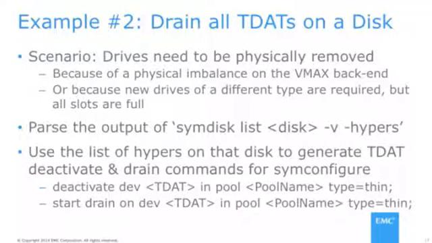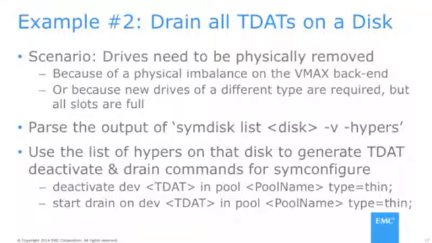Another example here is draining TDATs from a disk. So a scenario where you might want to do this is, say, you've got a back-end imbalance on your SIM. So you've got maybe too many EFDs on a particular DA slice and not enough EFDs on another DA slice. So you have to take one of your EFDs out and move it to another DA, so you balance out the EFDs across the back-end DAs.